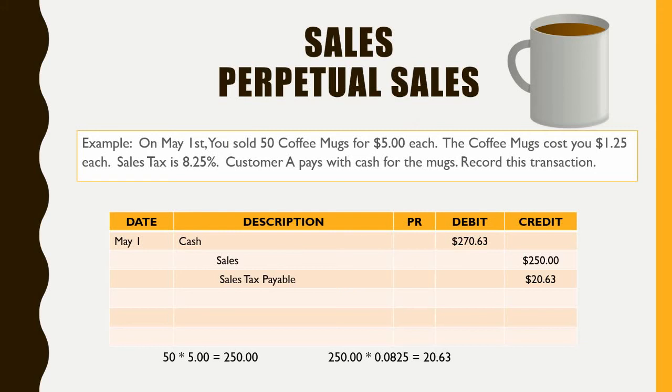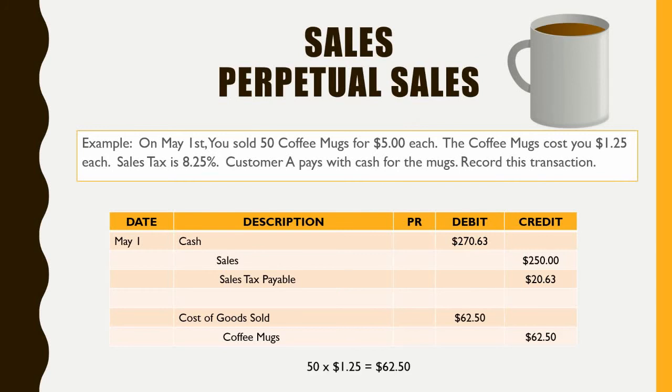Once we establish our journal entry with our sales, the next thing we have to do is calculate how much the cost of goods sold is. So how much does each coffee mug cost me? The scenario says it cost me $1.25 each. If I sold 50 of them at $1.25 each, how much is my total cost of goods sold? $1.25 times 50 gives you $62.50.